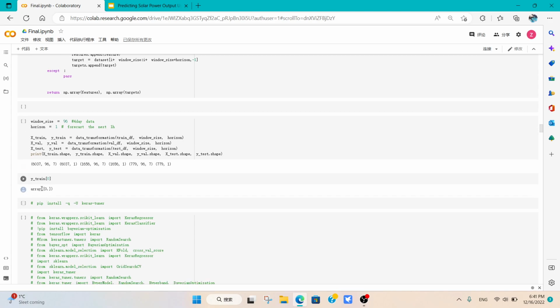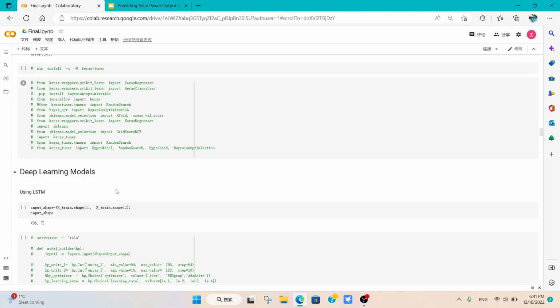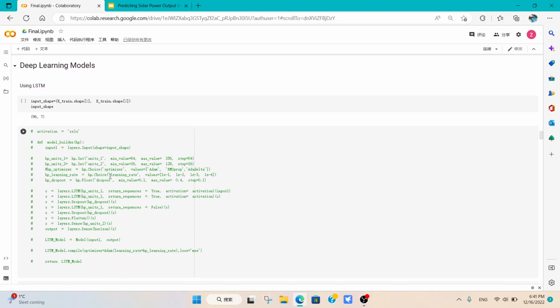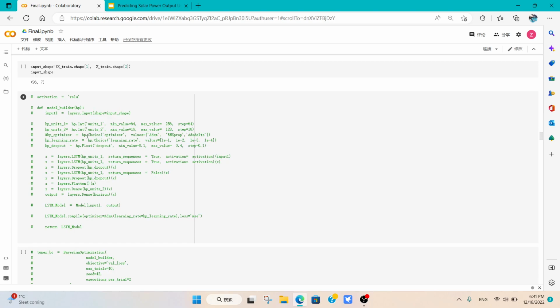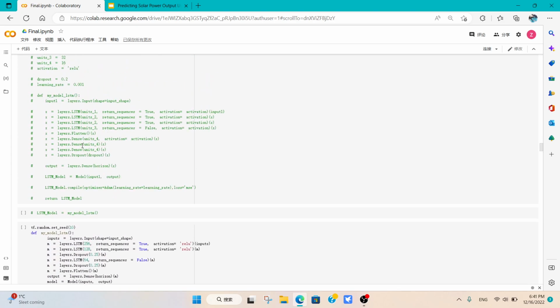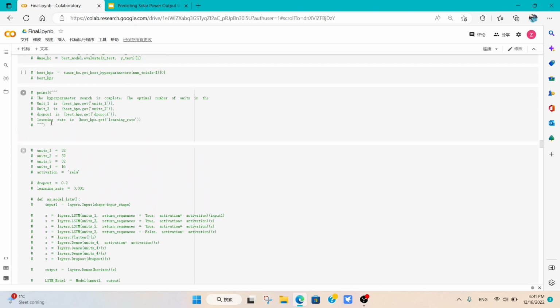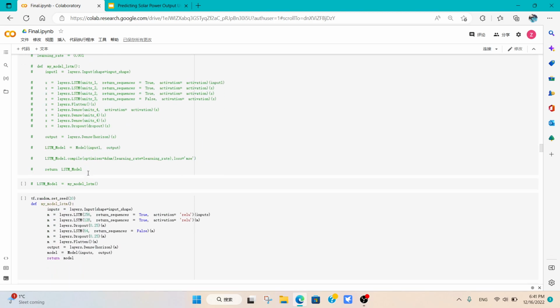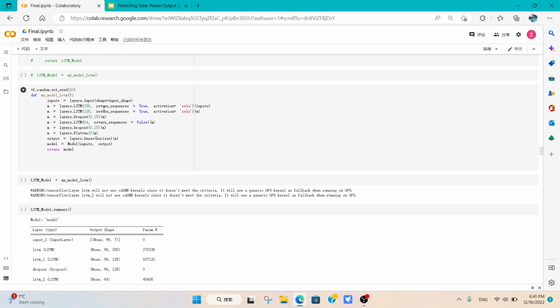For our input shape, we also explored hyperparameter tuning to find the best hyperparameter values for our model, and this gave us values of 32, 32, 32, 16, and the best activation function is ReLU, dropout 0.2, and a learning rate of 0.01. Then we built our LSTM model.